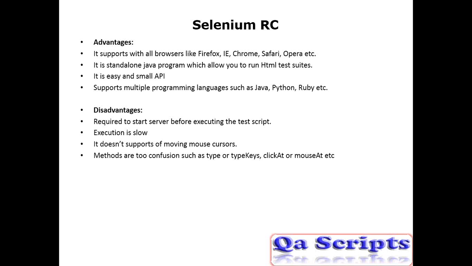Similarly, we have other methods like click at or mouse at. If you want to click any button, we have two methods, click at and mouse at. So it's confusing for the tester which method to use, whether it's click at or mouse at. There are so many methods like that. These methods are going to confuse any tester, and it will be difficult to decide which methods to use.